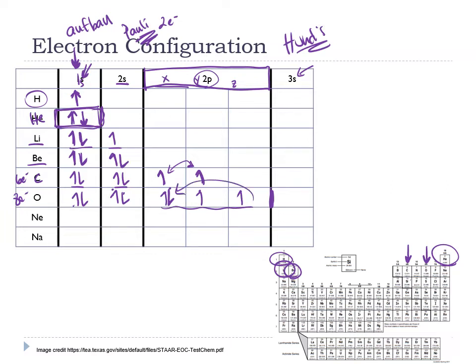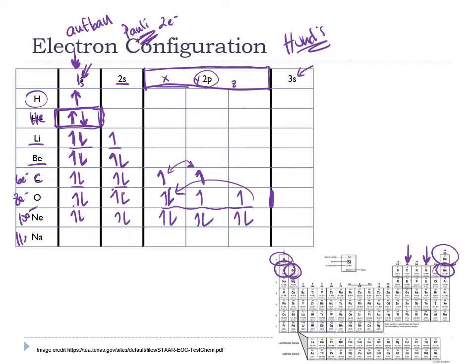All right, let's do neon. Neon has 10 electrons. I have up, down, there's 1, 2, up, down, there's 3, 4, up, up, up, arrows, there's 5, 6, 7, and I'm going to go back 8, 9, 10. This is our electron configuration for neon.